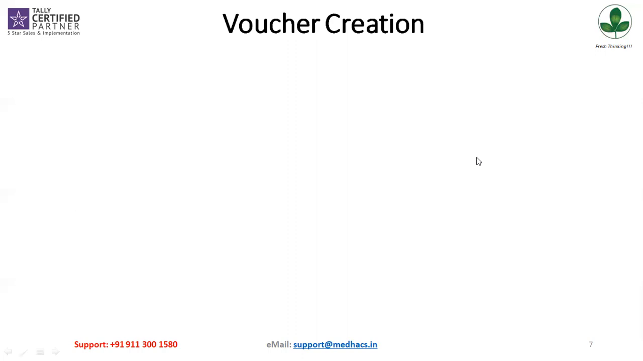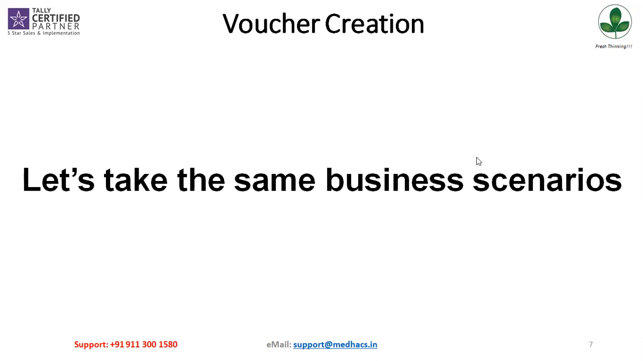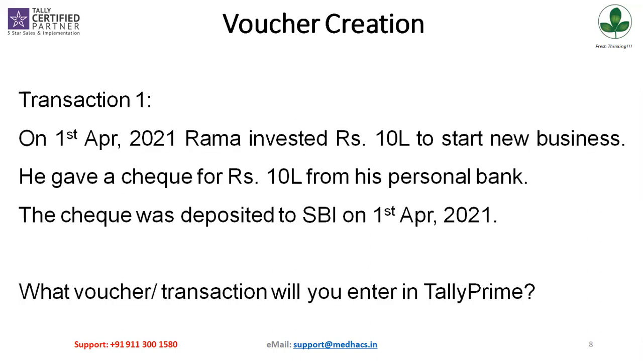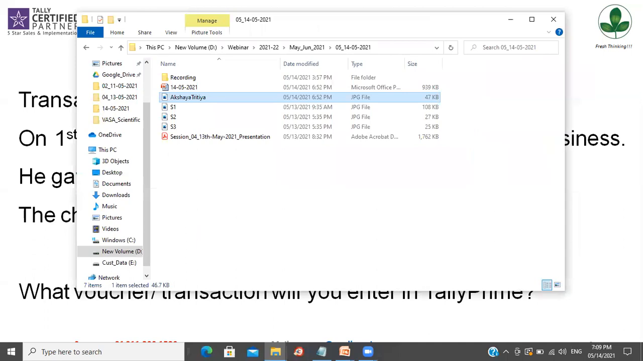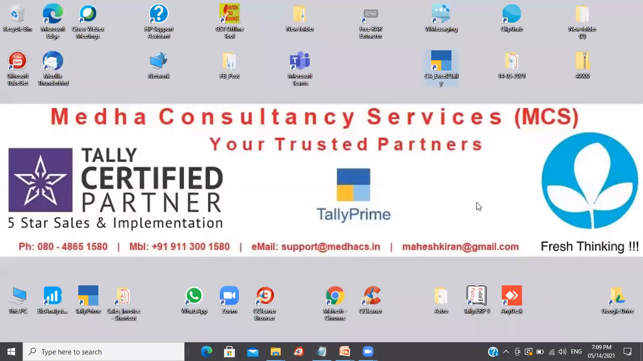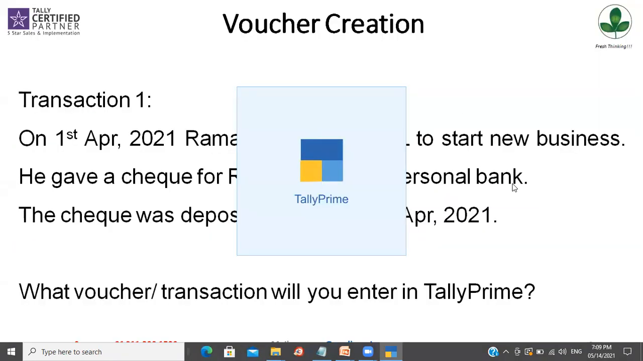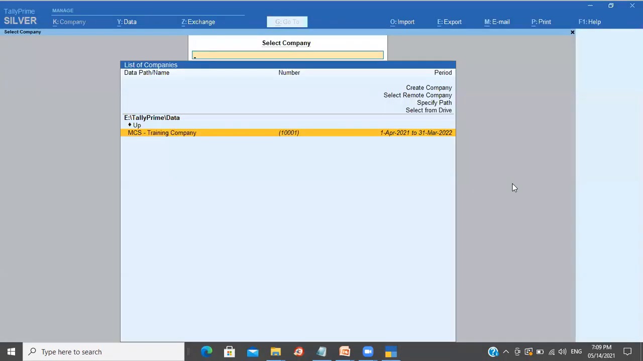So let's take the same business scenarios, the same 11 business scenarios, and look at how we update them in cash basis of accounting. Now let me move on to Tally. One sec, let me open my Tally. Okay, so we had one company, MCS training company. This is what we were using to create all the transactions.